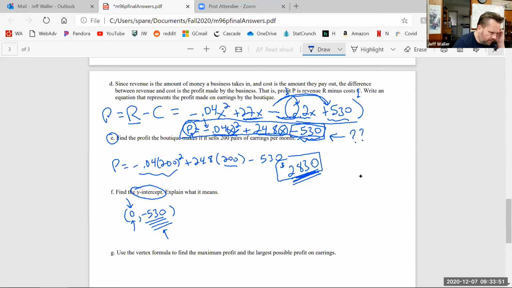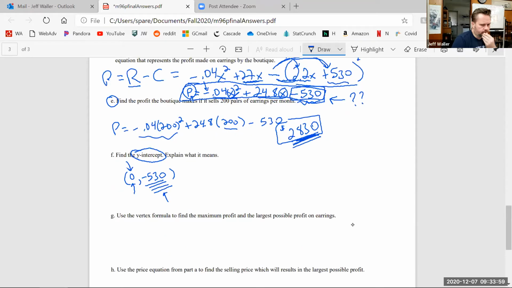Okay, maybe. Could the starting point be another? Is that kind of like the starting point too, right? Yeah, starting point, but I mean, overhead, yeah. It is sort of like where they start. Before they've sold anything, they're down 530. So they need to make 530 bucks just to break even.